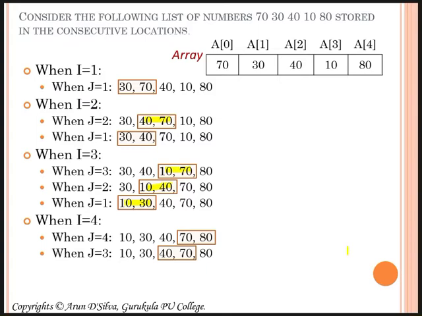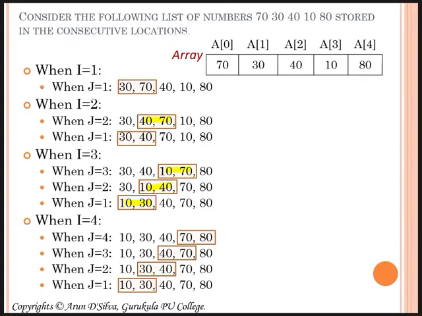In the next iteration, j becomes 2. 30 and 40 will be compared. Now 30 is anyway smaller than 40, so it will not be interchanged. Next iteration, j becomes 1. 10 and 30 will be compared. Here also 10 is smaller than 30, so it will not be interchanged. Now this while loop terminates as j becomes 1. It goes to the outer loop.